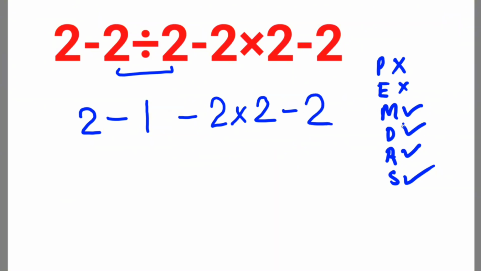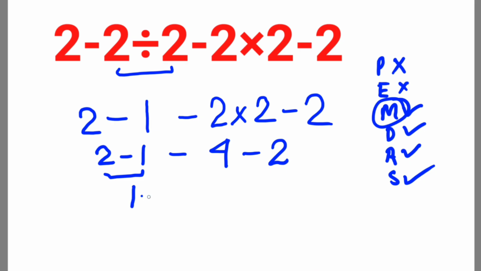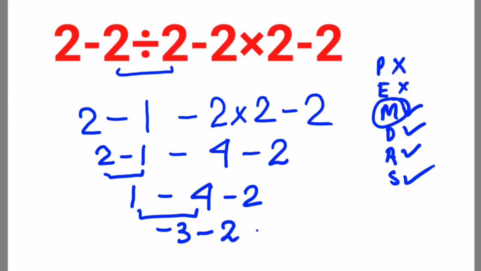If you see the order of operation, multiplication will be there. So we have to solve this multiplication. So we will get 2 minus 1 minus 4 minus 2. So 2 minus 1 will be equal to 1 minus 4 minus 2. So 1 minus 4 will be equal to minus 3 minus 2, which will be equal to minus 5. Hence minus 5 will be our answer.